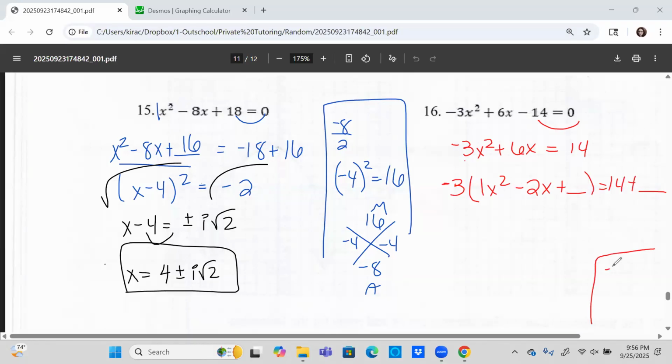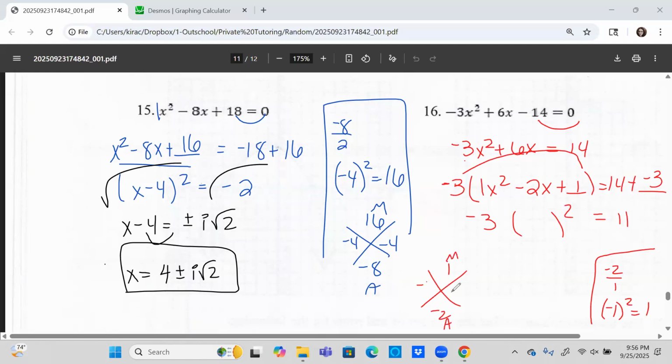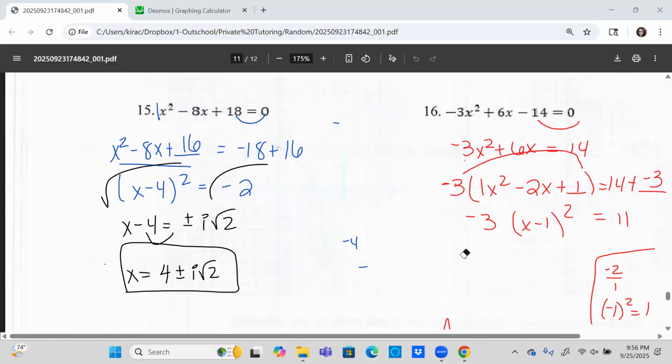Side work, take the middle number, chop in half, square. That's going to be 1 here. If you distribute it back, that would be -3. So that's 11. This one should factor nicely. 1 and -2. Multiply to 1, add here. -1 times -1. There. Okay, that's sloppy. Let me fix it. Okay, divide by -3.